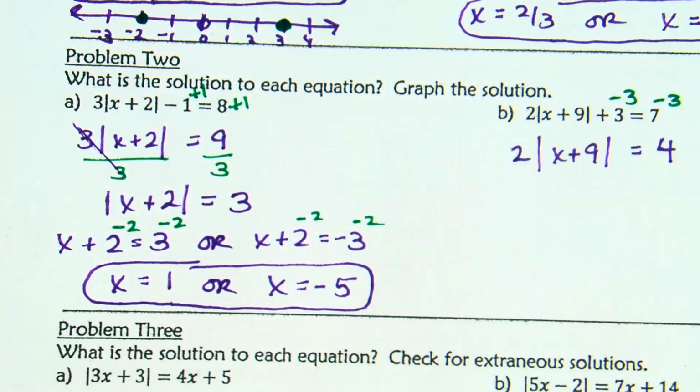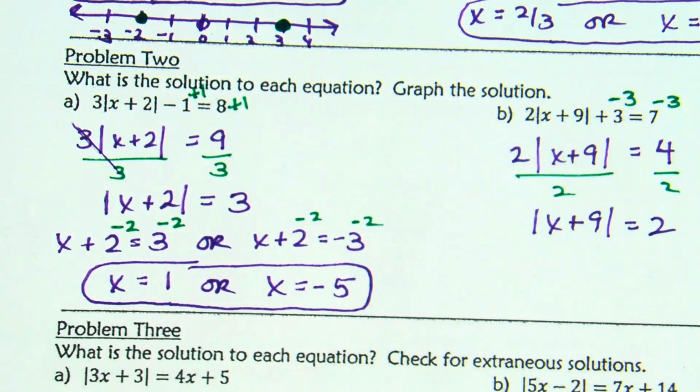Okay, we've got to keep getting that absolute value by itself, right? So if it's 2 times absolute value, divide by 2. So then, absolute value equals 2. I have absolute value of x plus 9, and it equals 2. What is that next step?